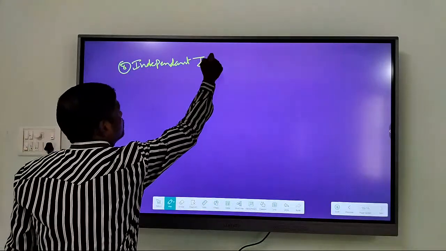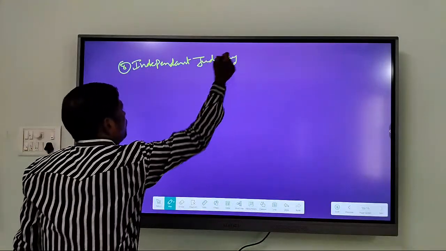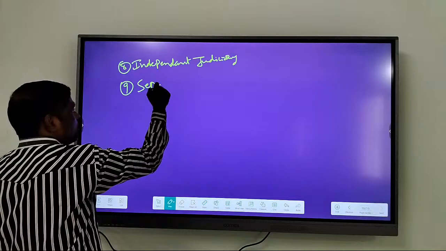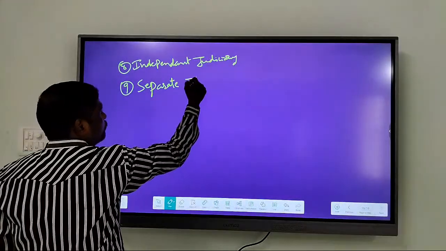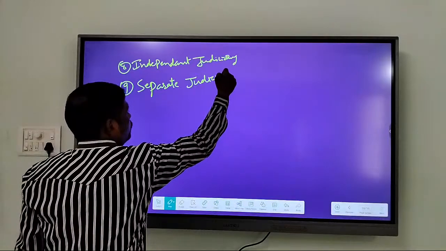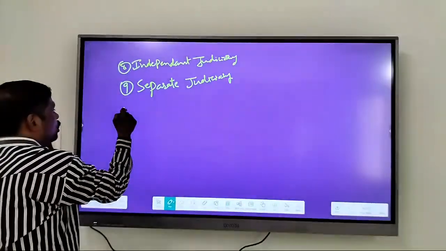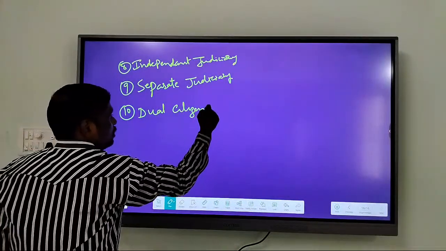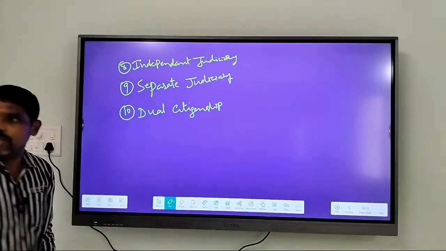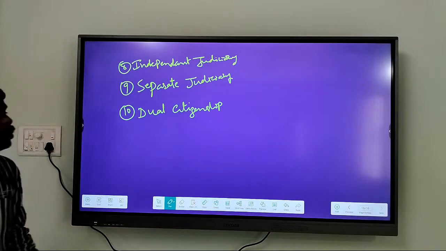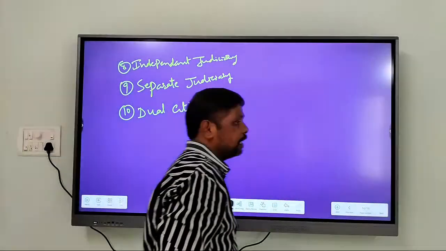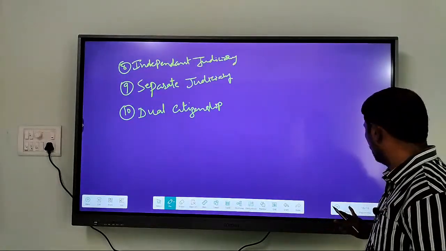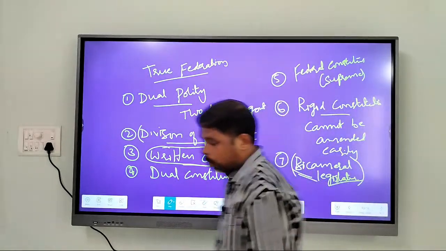Independent judiciary. We have already discussed the meaning of independent judiciary in the previous class. Separate judiciary was discussed in yesterday's class. Independent judiciary, separate judiciary, dual citizenship. These are features of true federations.